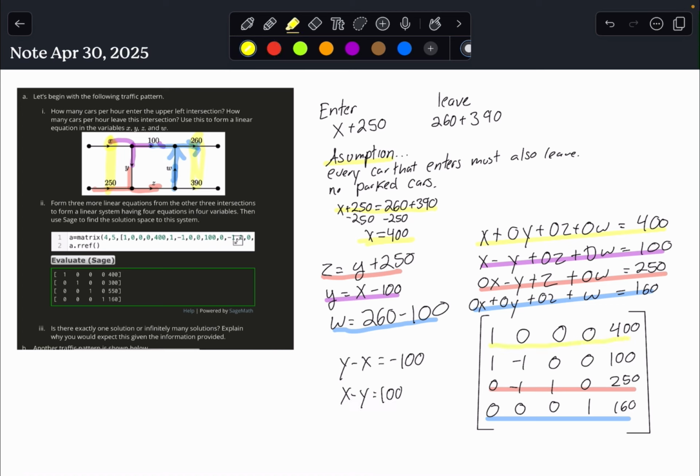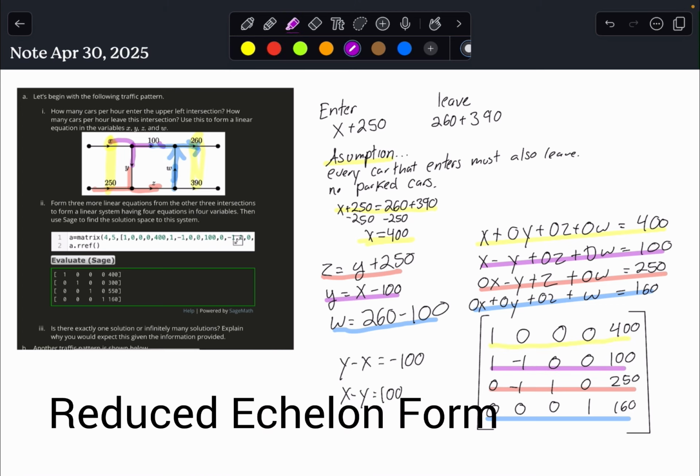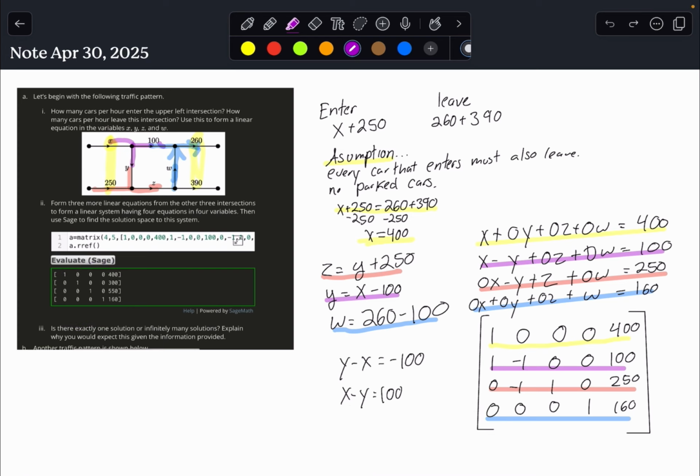I know this is probably redundant, but that's okay. And then when I take this matrix and put it into Sage, which basically takes it and puts it into its reduced form, we get these amazing numbers. And what these numbers represent is the possible values of x, y, z, w.